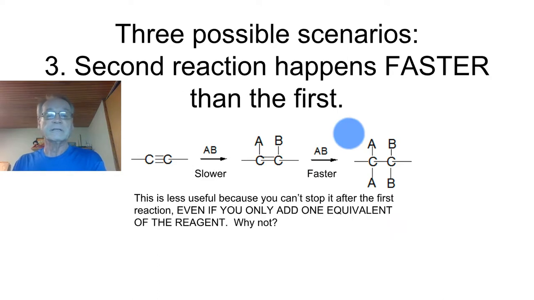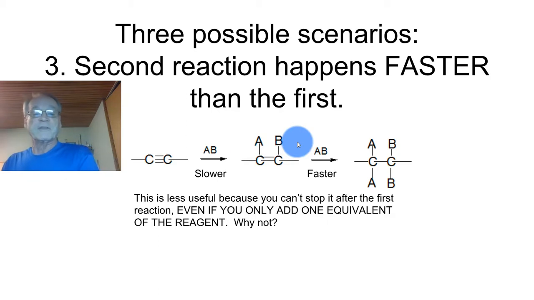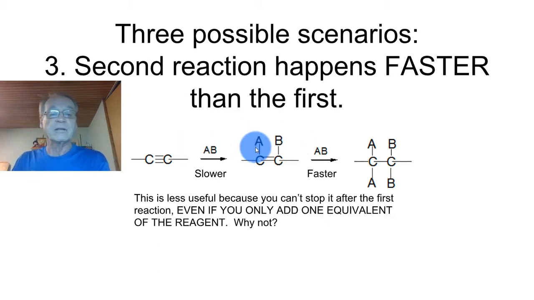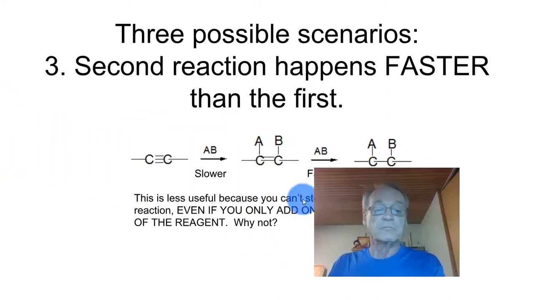And then the third scenario is that the second reaction happens faster than the first one does. We're going to see one reaction of that type, where once you've added an equivalent across the triple bond, this molecule becomes more reactive than this one does. And as soon as some of these start to form, they react with whatever reagent happens to be there, and they go all the way to the end. So this is the less useful of the three different scenarios, because, as it says here, you can't stop it after the first reaction, even if you only add one equivalent of the reagent.